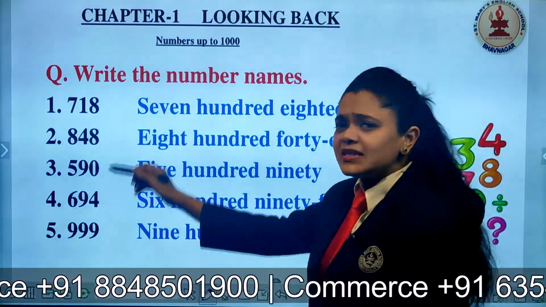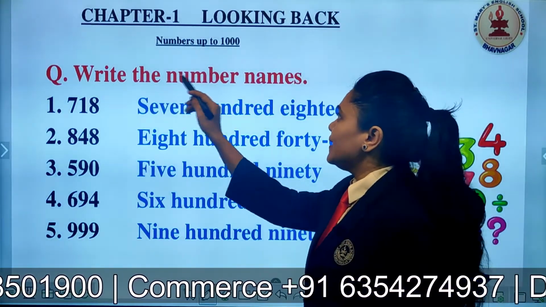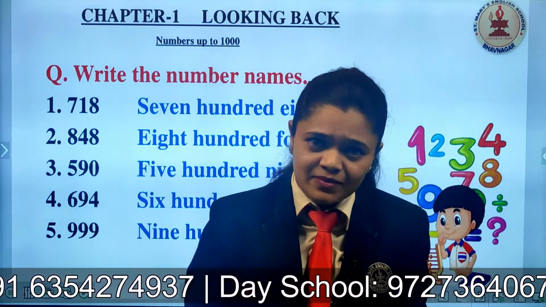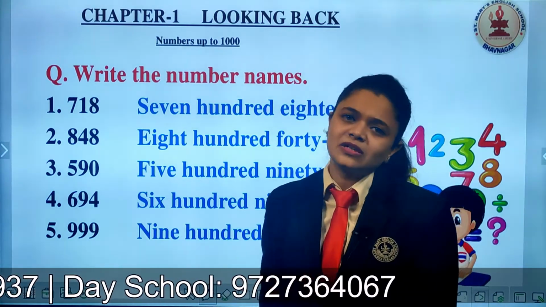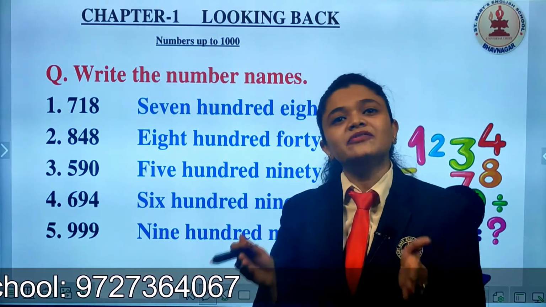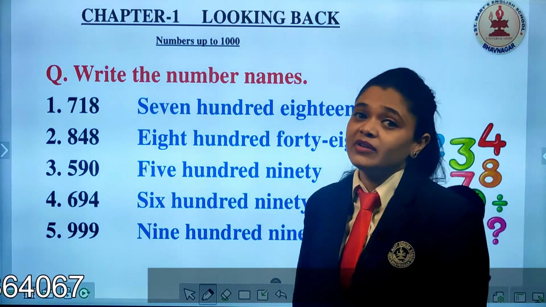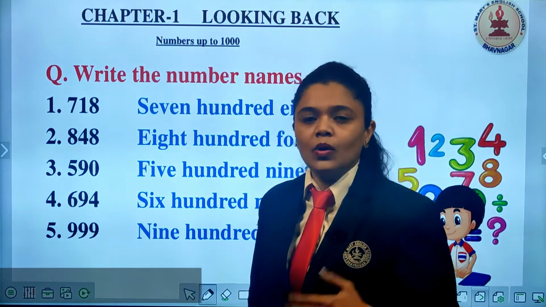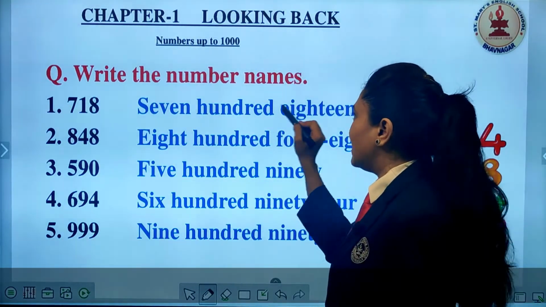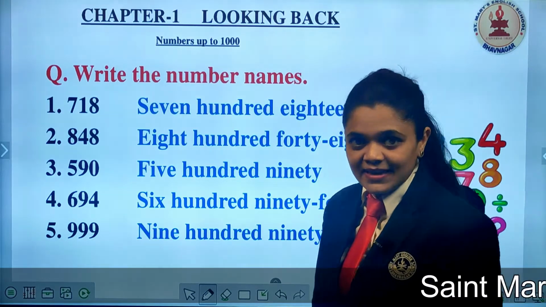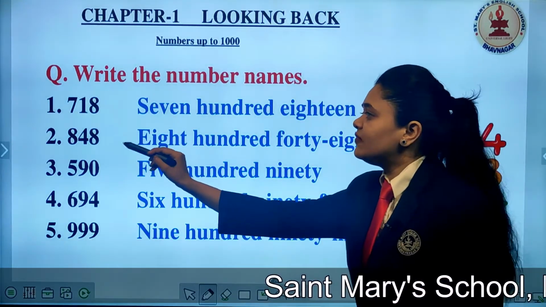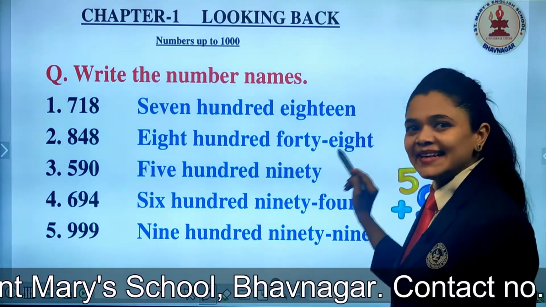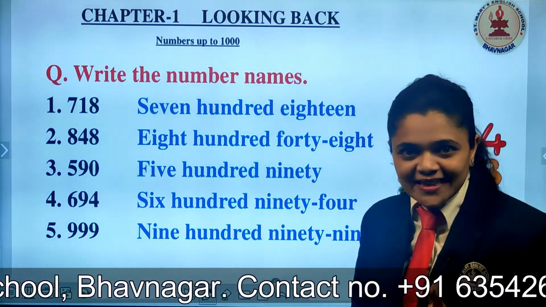Let us see the first question. The first question: write the number names. Children, as we have our different names, the same way numbers also have different names and different places. First question, we have to name them. The first one, 718. What do we call it as? 718. The second one, 848. We will name it as 848. Very good. Are you writing it with me?